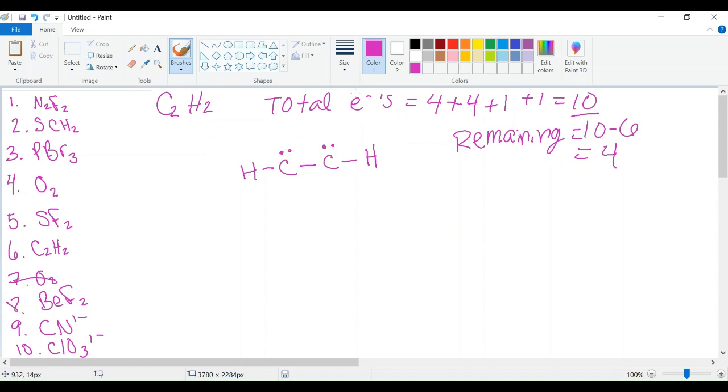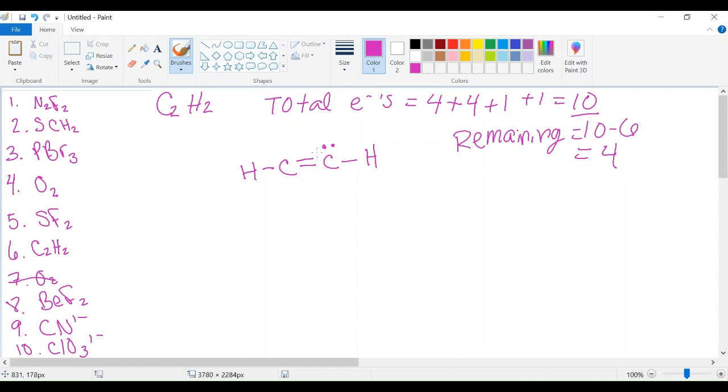Okay, so my next step is to figure out, are my atoms happy? This guy only has 2, he's good. But my carbons have 2, 4, 6, and 2, 4, 6. So my carbons are not satisfied. So what I'm going to do is take these 2 electrons, and a carbon's going to say, you know what? We can share them. So these 2 electrons will turn into a bond here.